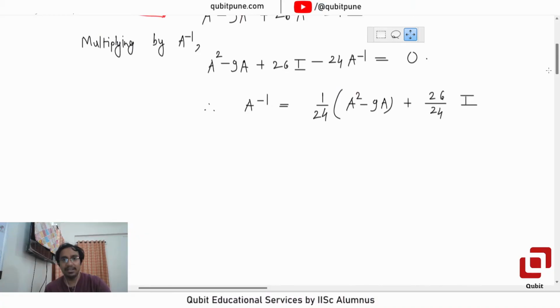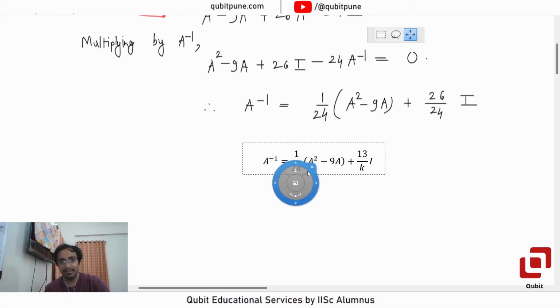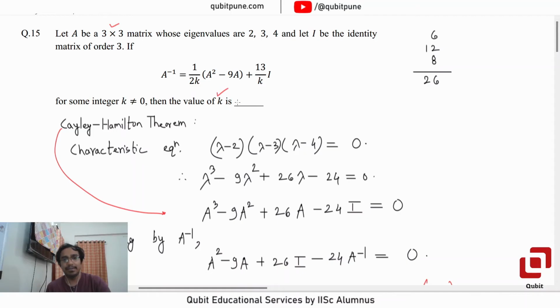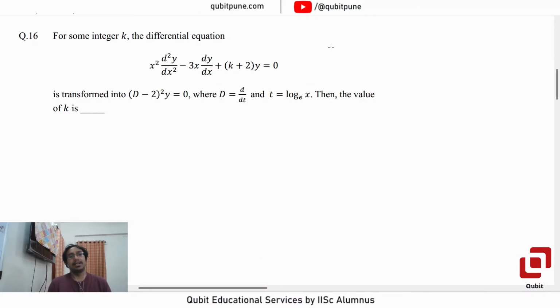Now let us see whether it matches with this. If 2k is 24, k must be 12. Correct. This is 26 by 24, that is nothing but 13 by 12, again k is 12. So the correct answer to question 15 is 12. So pretty simple. Question number 16, another numerical answer type, and this is based on second order differential equations.